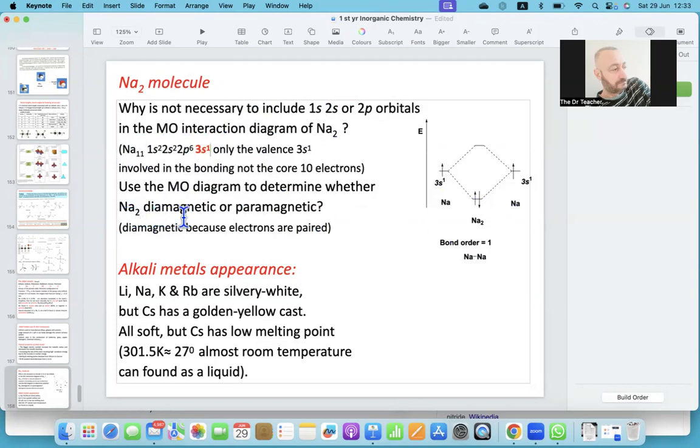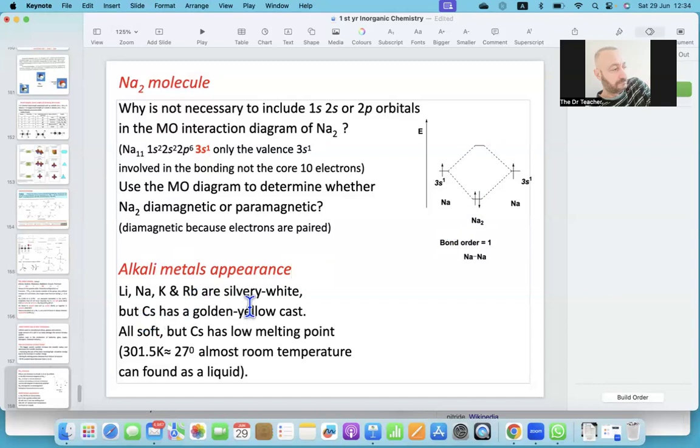So determine, is it diamagnetic or paramagnetic? Na2, because we don't have any single electrons left, is diamagnetic because the electrons are paired. Whereas the single sodium atom is paramagnetic. But when combined with another sodium, it will become diamagnetic because the 2 electrons in one orbital oppose each other, spinning oppositely.